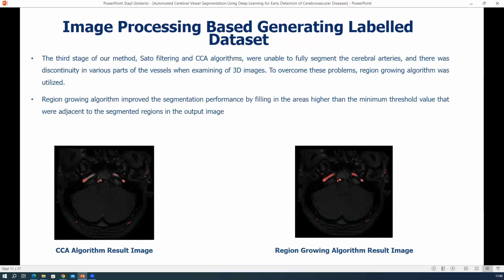In the third stage of our method, the Sato filtering and CCA algorithms were unable to fully segment the cerebral arteries, and there was discontinuity in various parts of the vessels when examining the 3D images. To overcome these problems, a region growing algorithm was utilized. The region growing algorithm improved the segmentation performance by filling the areas higher than the minimum threshold value that were adjacent to the segmented regions in the output image.